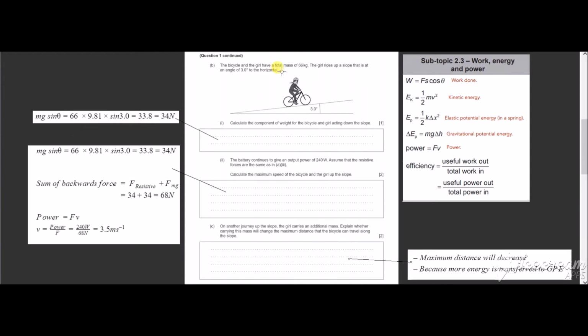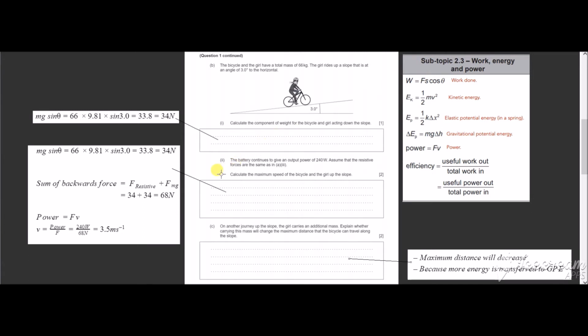So basically we have the mass, 66 kg. We know that g is equal to 9.81, and you'll multiply that by sin 3.0°, which is the angle given here. So when you multiply mg sin θ, you will get 33.8, and when you round it off you'll have 34 newtons, and that's how you solve question 9.